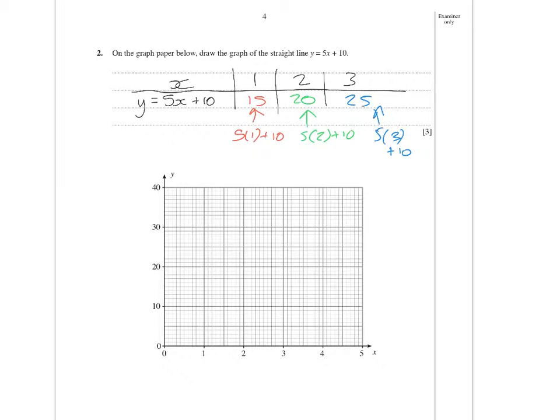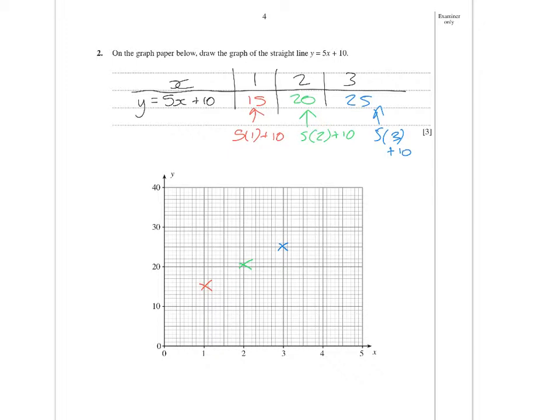So I'm looking for 1 on the x's, because I'm on the x's here, 1 and 15. So 1 and 15 would go here. Then I've got 2 and 20, so that is going to go here. And then I've got 3 and 25, so that is going to go here.